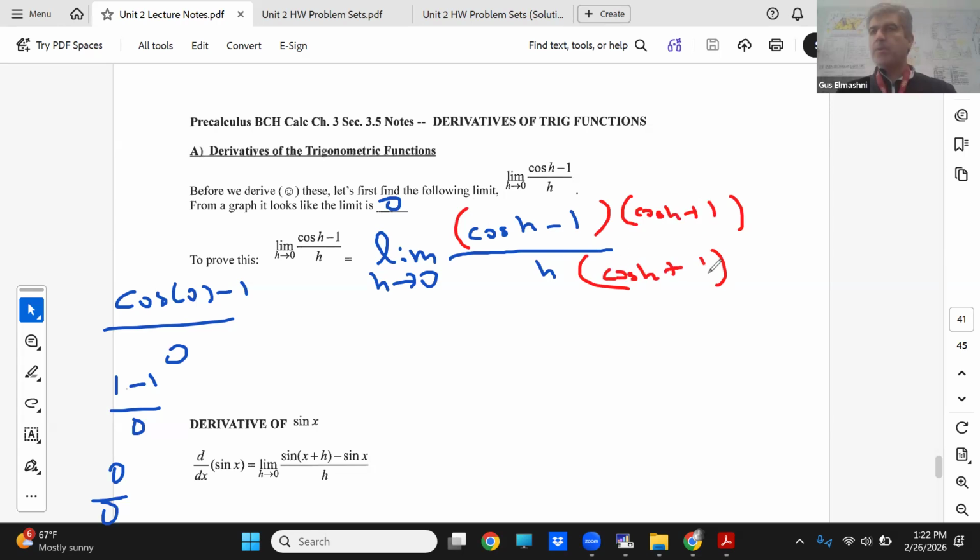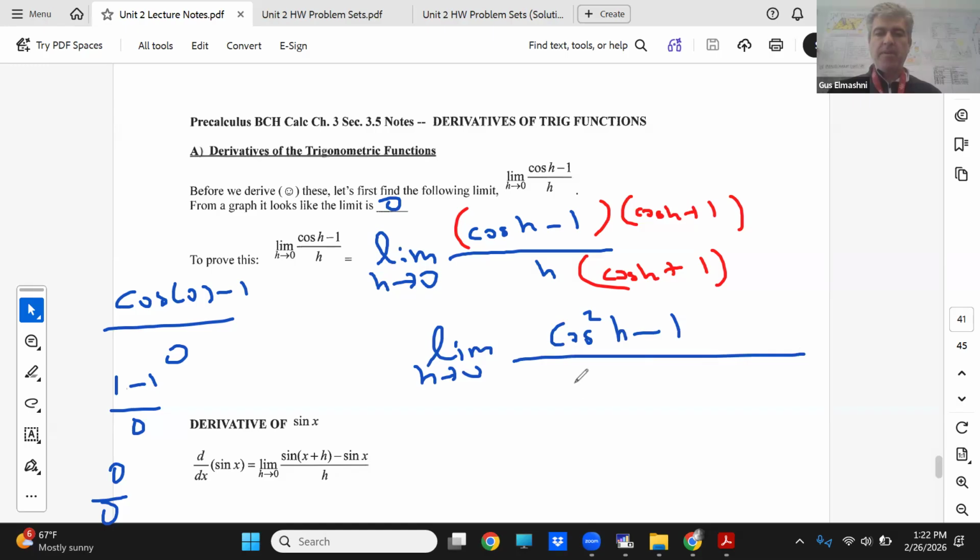Even if we don't quite see two or three steps in advance what's going to happen, just take a leap of faith, be persistent. It's a good trait to have. See what happens. If I FOIL the top, what do you get? Yep, you have cosine squared h. Don't forget to keep writing the limit notation. Cosine squared h minus 1. What do you think I'm going to do about that? Do I turn it to sine squared or negative sine squared? Negative. Yes, negative.